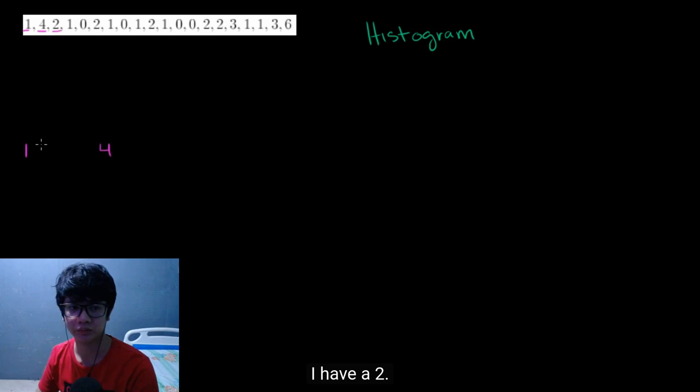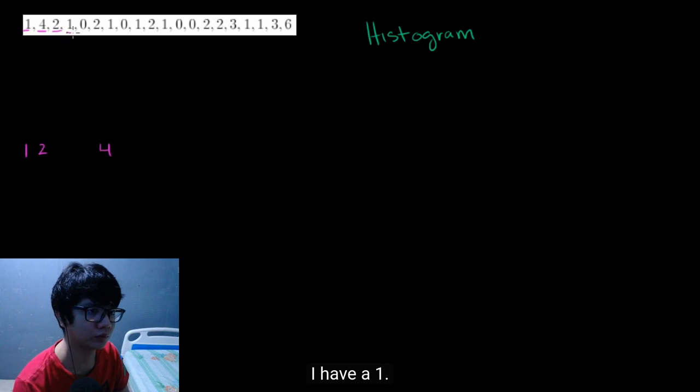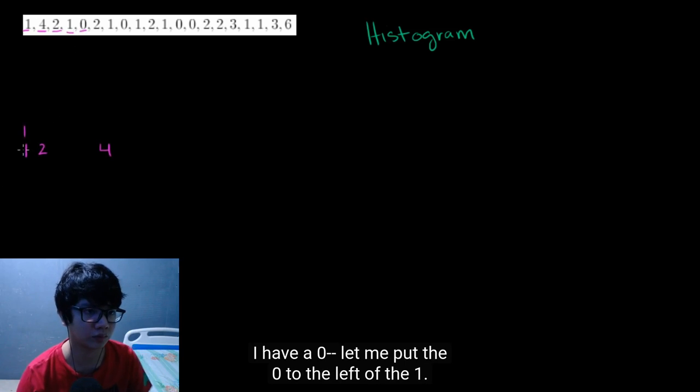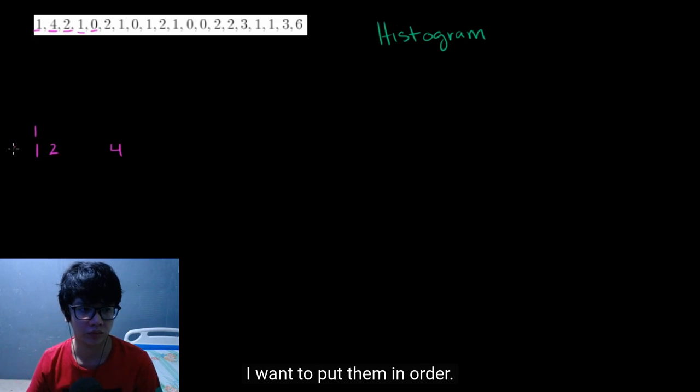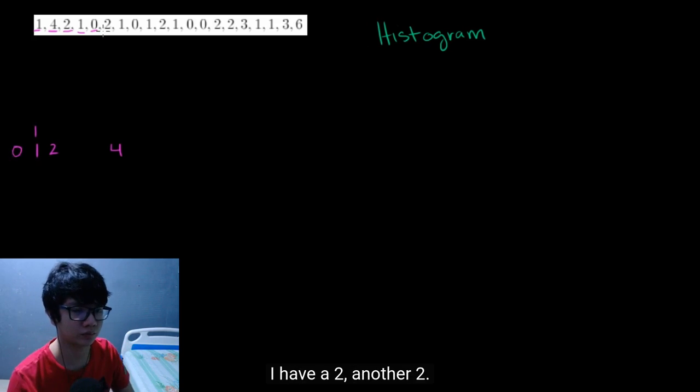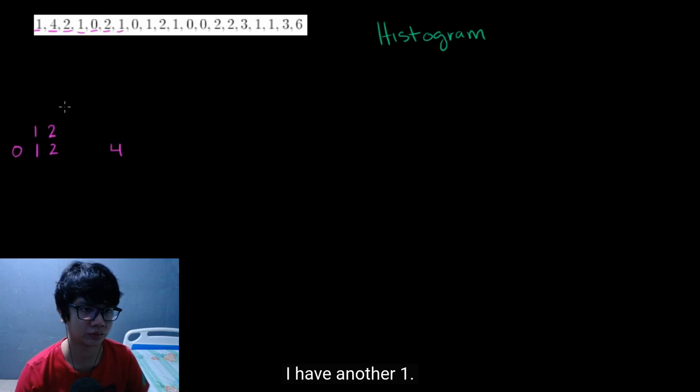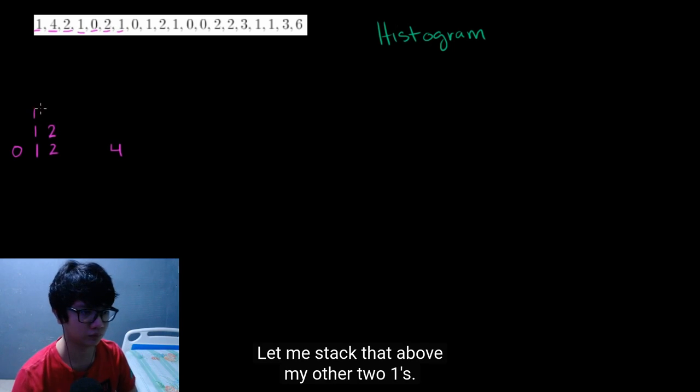I have a 2. That 2, I have a 1. Let me put that 1 on a stack right above that 1. I have a 0. Let me put the 0 to the left of the 1. I want to put them in order. I have a 2, another 2. Let me stack that above my first 2. I have another 1. Let me stack that above my other 2 ones.